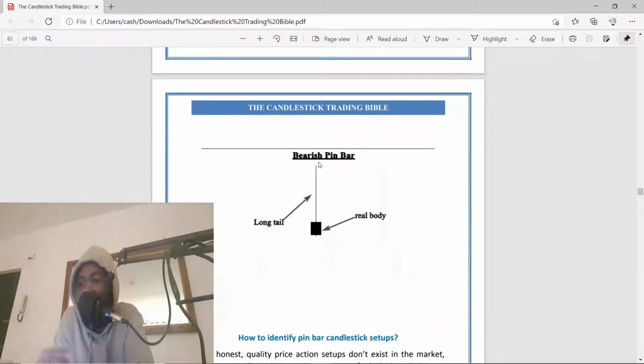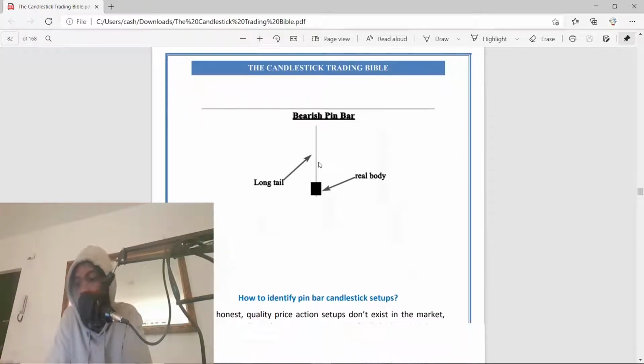So the bearish pinball, same concept, just opposite. The bullish green candle, bearish red candle.